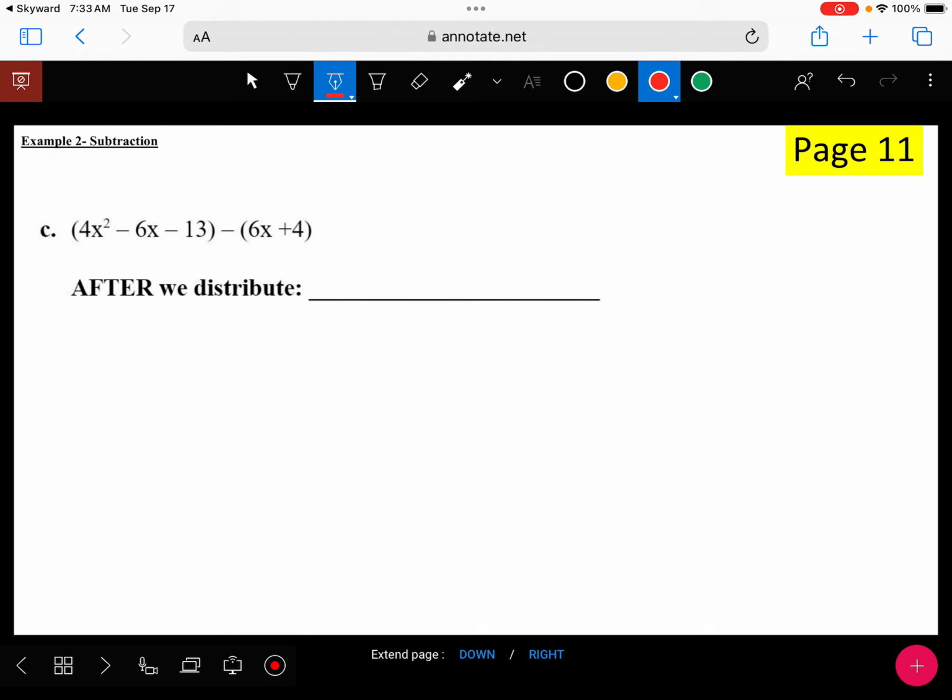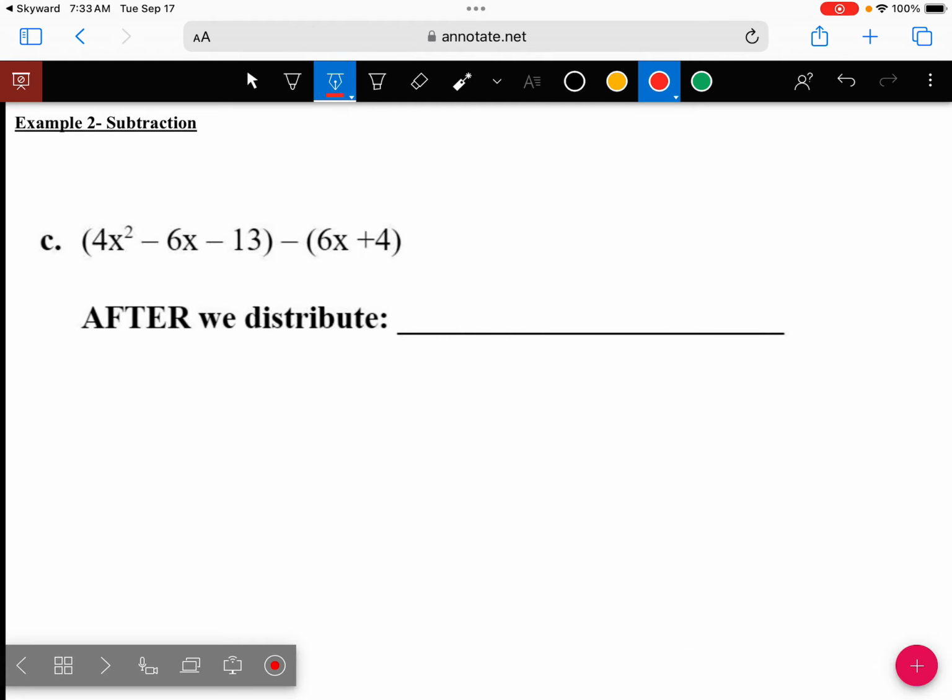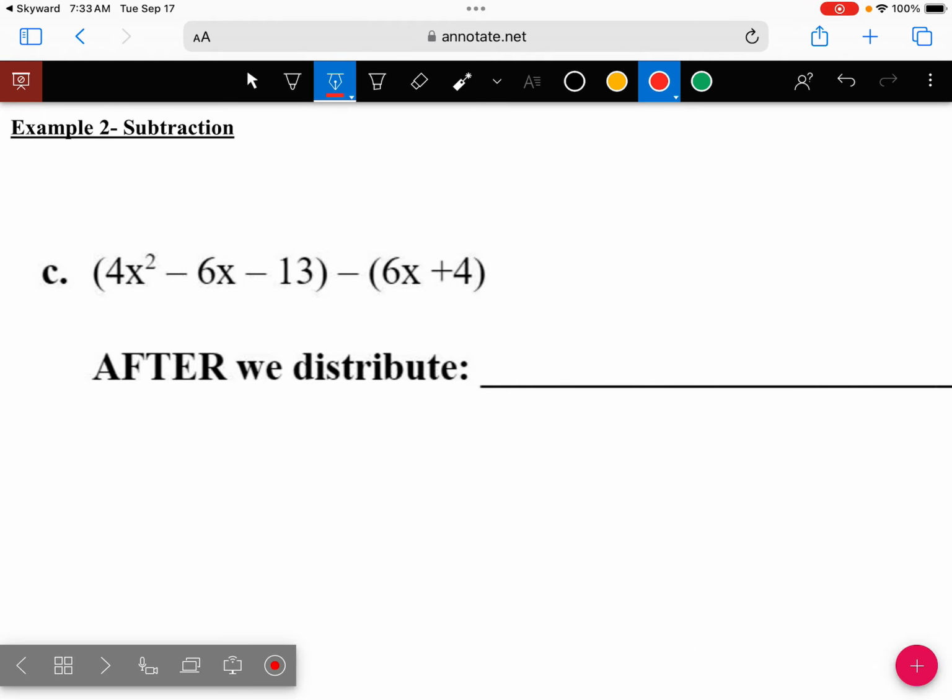All right, go ahead and do this one on page 11. Take a minute.